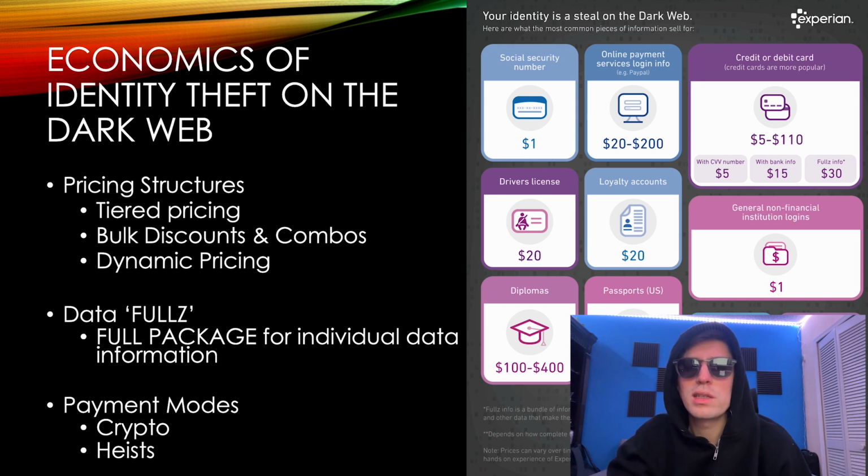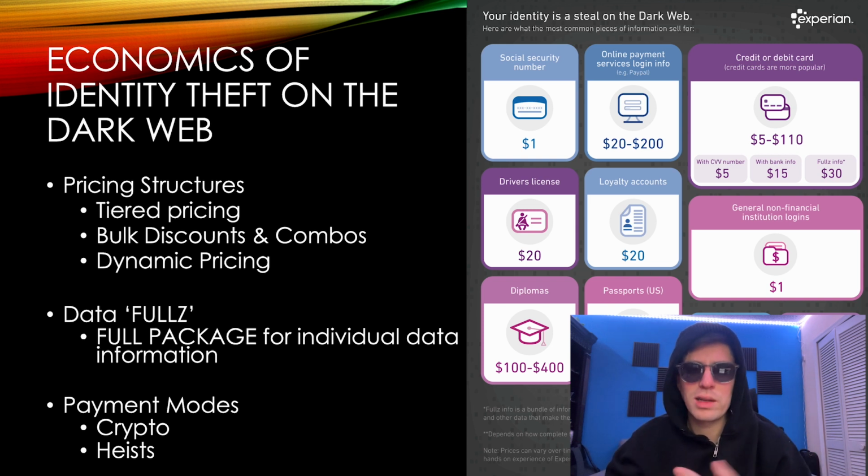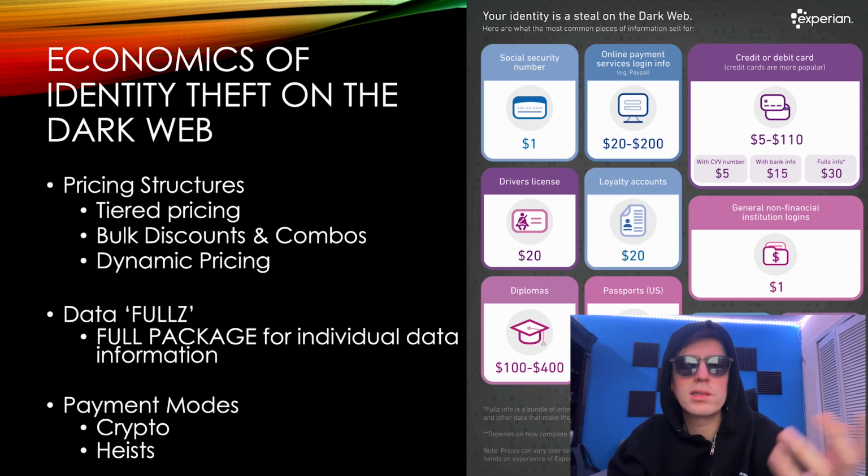Let's say there's a John. If you have John's driver's license, his passport, his social, his credit card, basically all the information you need to do whatever you want with it, that's considered a fulls. So those are very valuable. And the payment methods to acquire these things are either through crypto or heists.